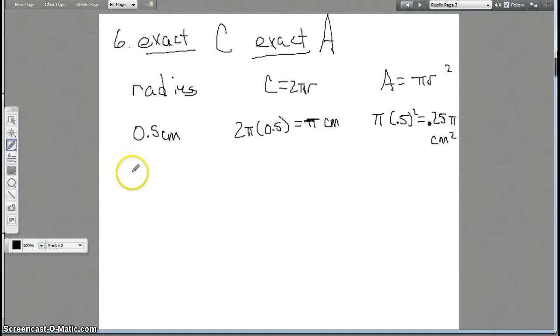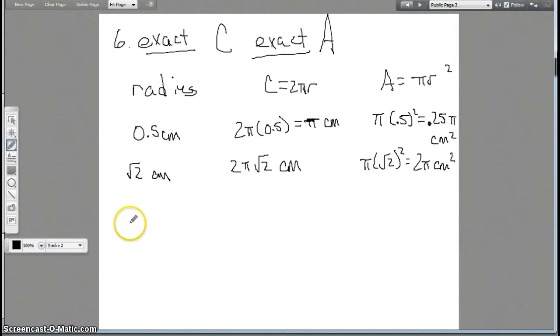Okay, so then what if our radius is square root of 2 centimeters? Well, then our exact circumference is 2 times pi times square root of 2. And that's in centimeters. And there's nothing else we can do with that. Our area is going to be pi times the square root of 2 squared. Now when we square the square root of 2, we get 2. So this is going to be 2 pi, and that's going to be in centimeters squared.